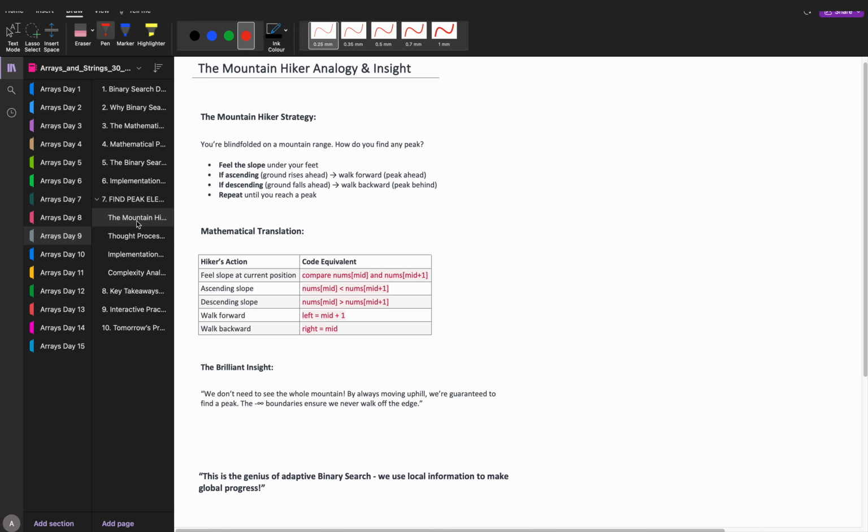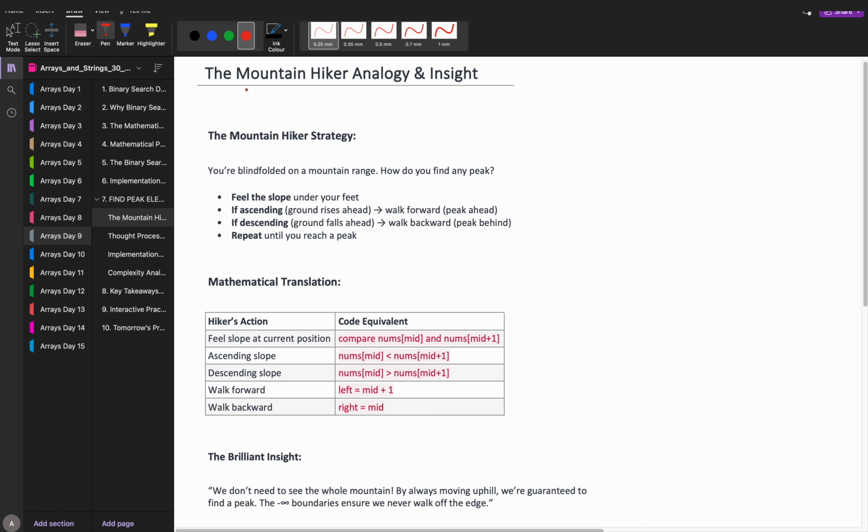Now let's move further to understand the approach or analogy. The analogy is the mountain hiker analogy and insight. Let's see. You are blindfolded. Let's say you are on some mountain, you are walking somewhere. You are this person, and you are blindfolded for now on a mountain ridge. How do you find any peak? How do you find any peak? So obviously you are gonna feel. Feel is a keyword.